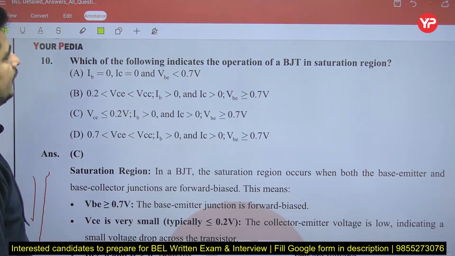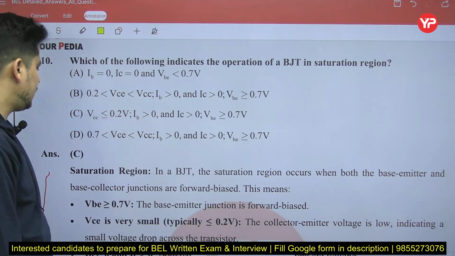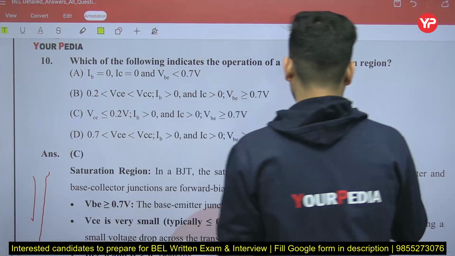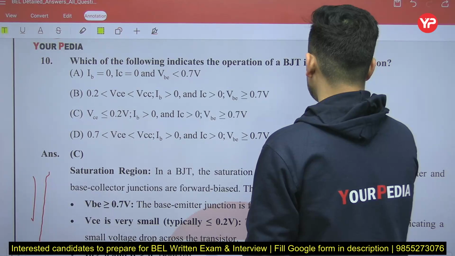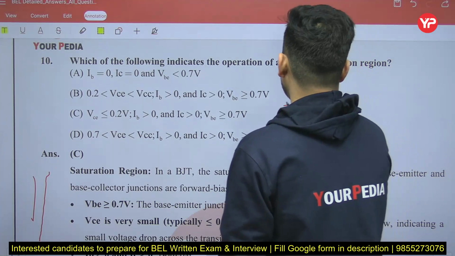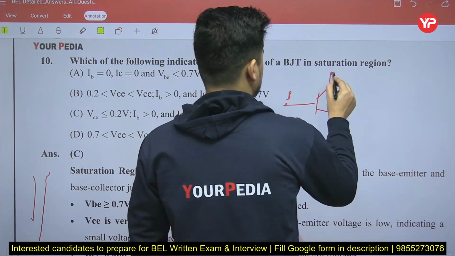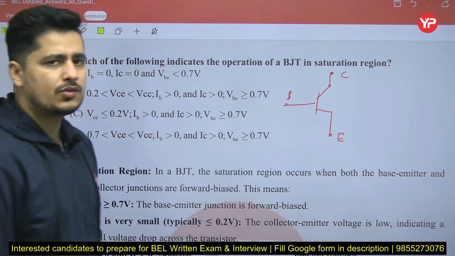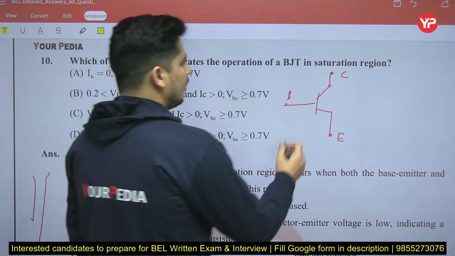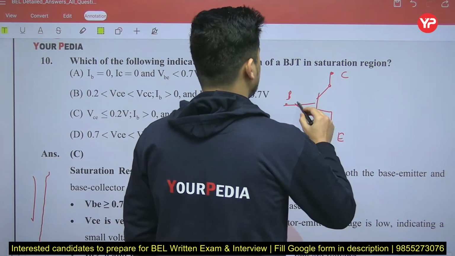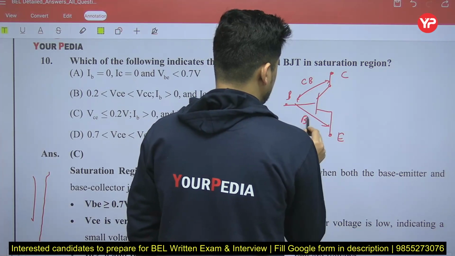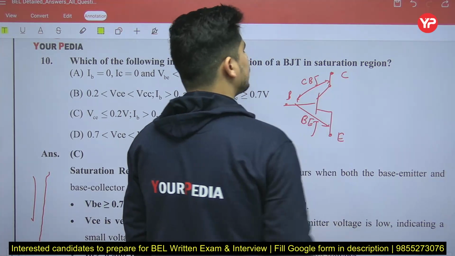Which of the following indicates the operation of BJT in saturation region? See, basically when your BJT is working in the saturation region, this is our BJT, this is base, this is collector, this is emitter. In saturation region, both the junctions, base to emitter junction and base to collector junction, are forward bias.